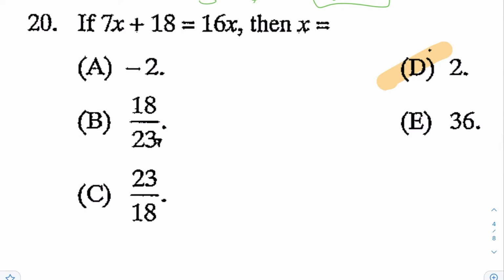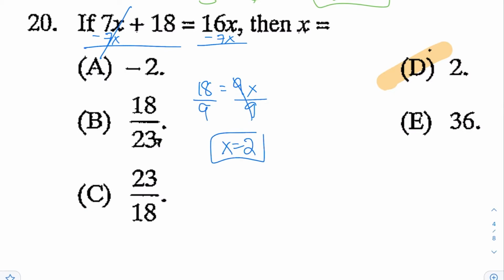Next, for number 20, if 7x plus 18 is equal to 16x, then x is equal to. So from here, you want to subtract 7x on both sides, just using inverse operations. You get 18 on the left is equal to 16x minus 7x, which is 9x. And if you divide by 9, you get that x is equal to 2. And that's choice D.